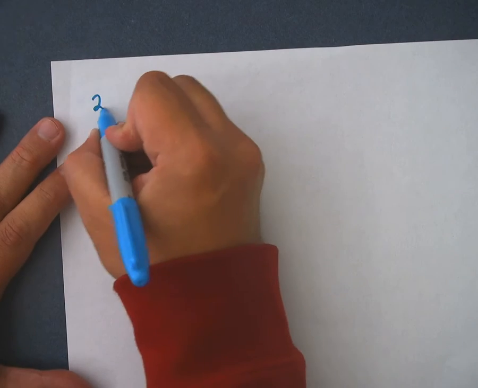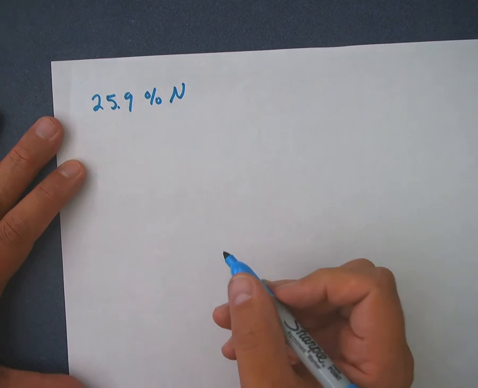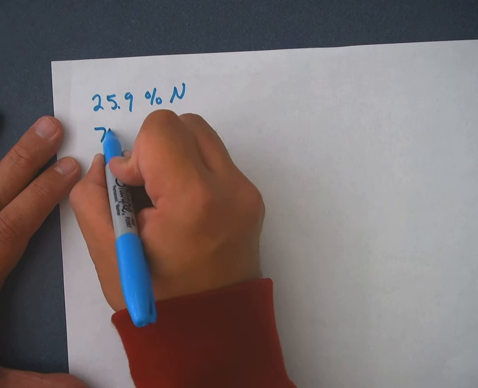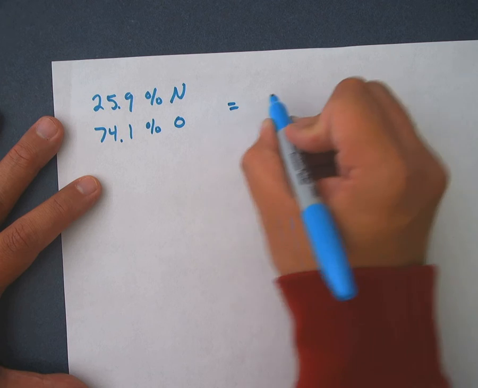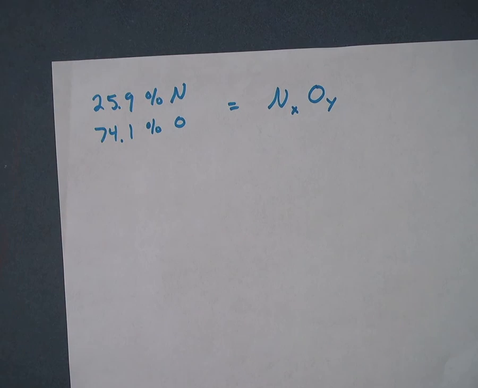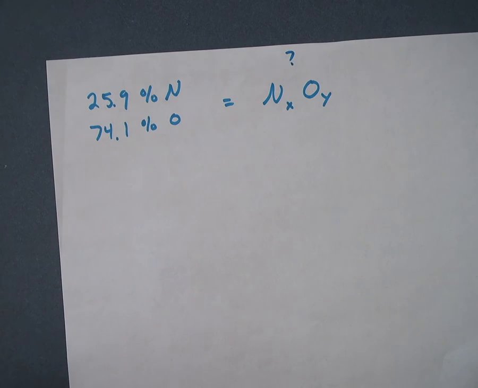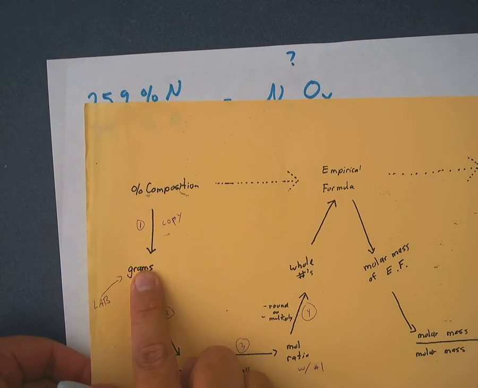Okay, so let's say you're given this situation. You have a compound that is found to be 25.9% nitrogen, and it's also found that the rest of it, 74.1%, is oxygen. And we want to know, what's the formula going to be? We know it's an N and an O, but how many N's and how many O's? We don't know. Okay, so step 1, take these percentages and convert them to grams.